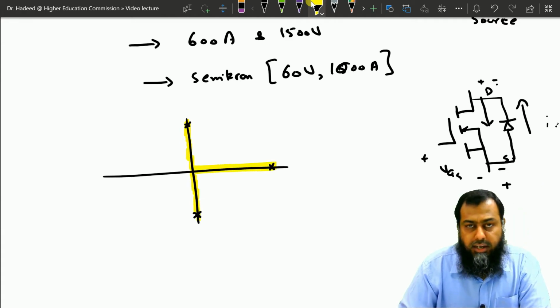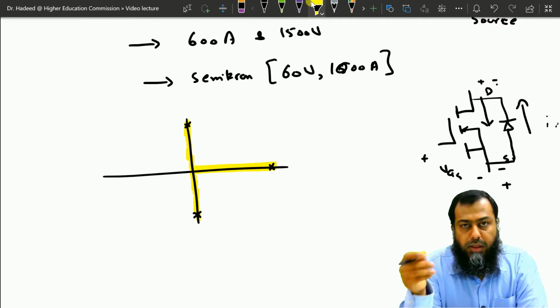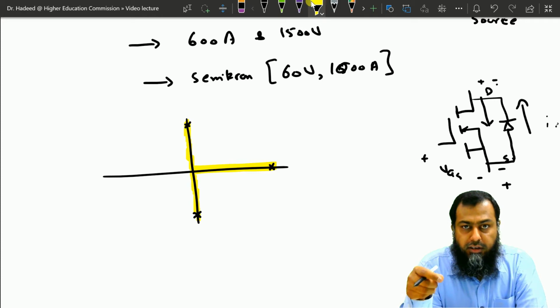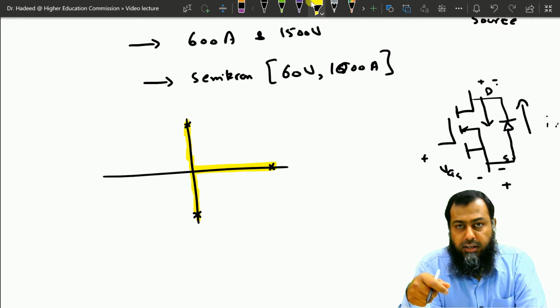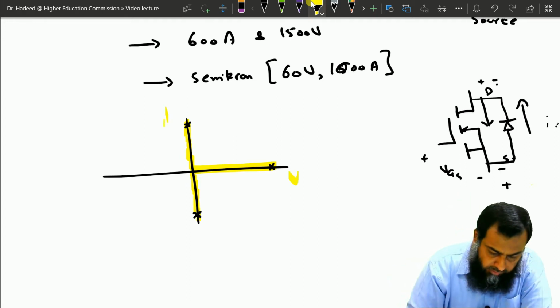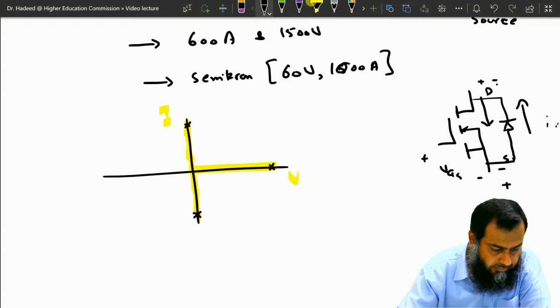So previously we have seen that an SCR is able to block positive voltage and the negative voltage, but the current was unidirectional. However, this MOSFET, because of the presence of this body diode, is able to conduct the current in both the forward direction and in the reverse direction. However, it is only able to block the voltage in the positive direction. Let us move ahead a little bit.